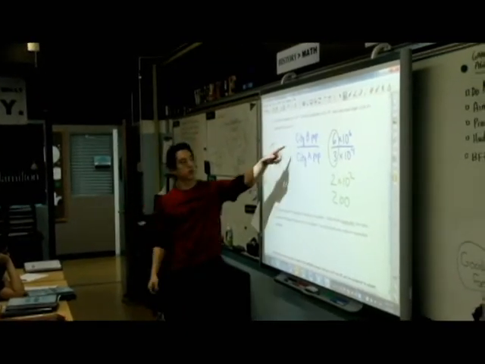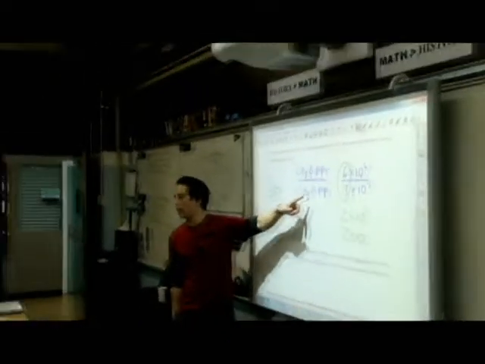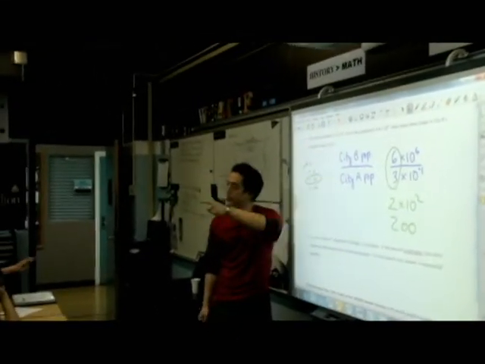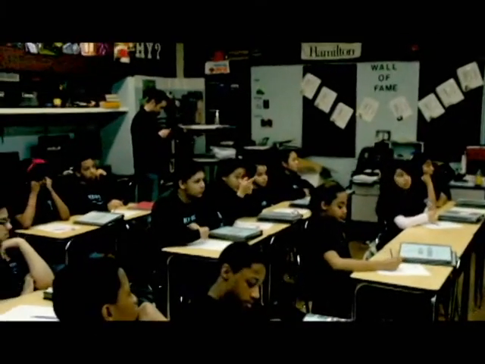How do we notice that to actually use city B in the numerator instead of city A? How do we know that? Ezra? Because you're asking how many times larger is city B's population than city A's population. Exactly.